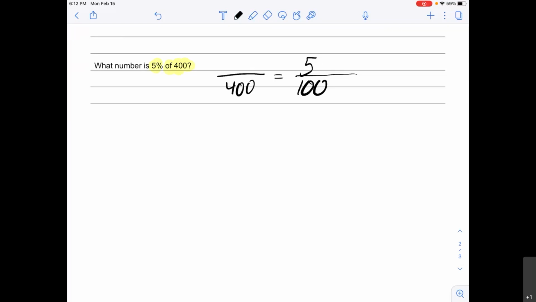Now, I think we all know how to solve proportions, but for your second check for this video, I want you to actually solve this proportion. So I've set it up for you. And so your second answer to question 2 will be the answer to this question right here. So 2 questions that you need to have put in.